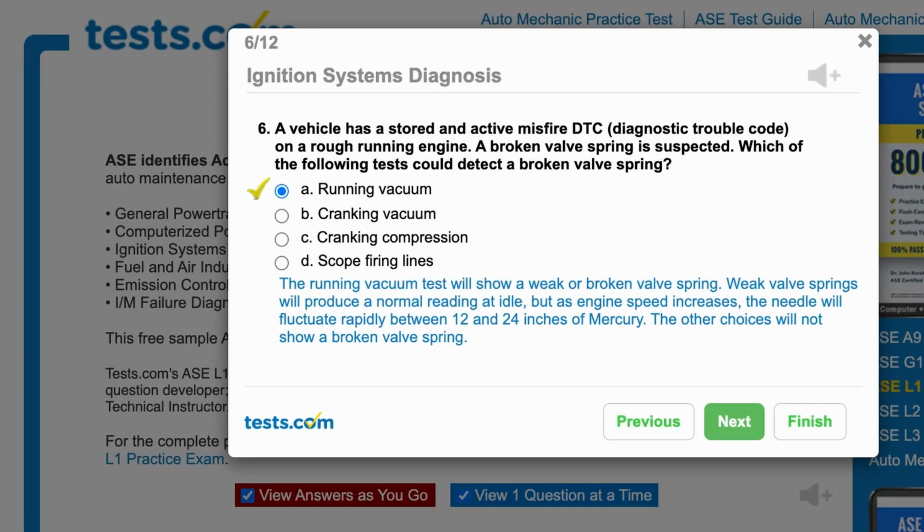Weak valve springs will produce a normal reading at idle, but as engine speed increases, the needle will fluctuate rapidly between 12 and 24 inches of mercury. The other choices will not show a broken valve spring.